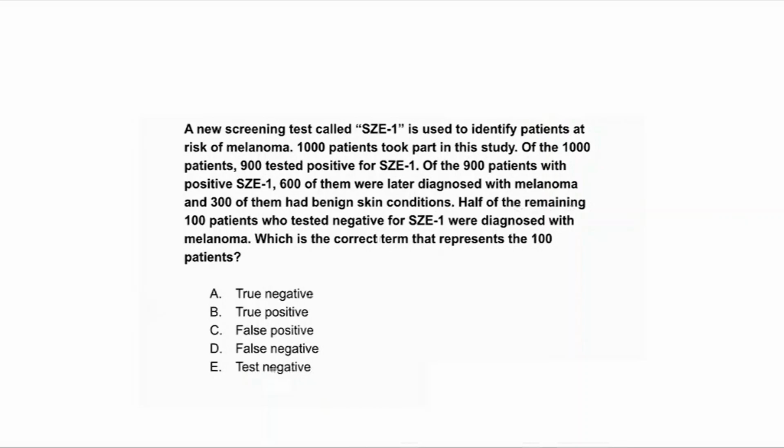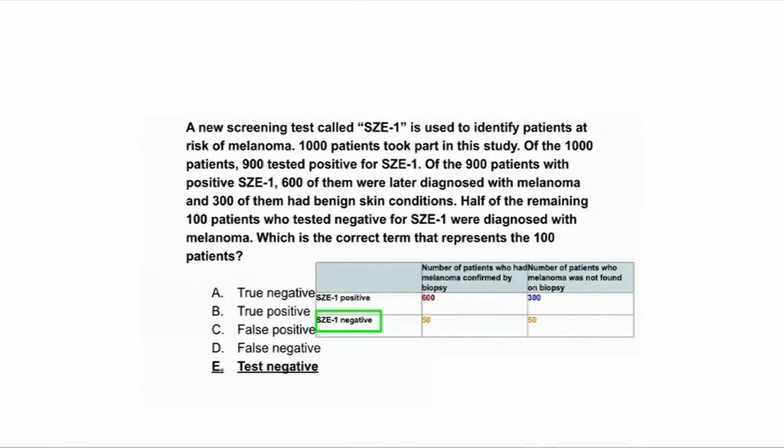Half of the remaining 100 patients who tested negative to Z1 were diagnosed with melanoma. So that means they are the test negative. Then 50 are true negative, and the other 50 are false negative.